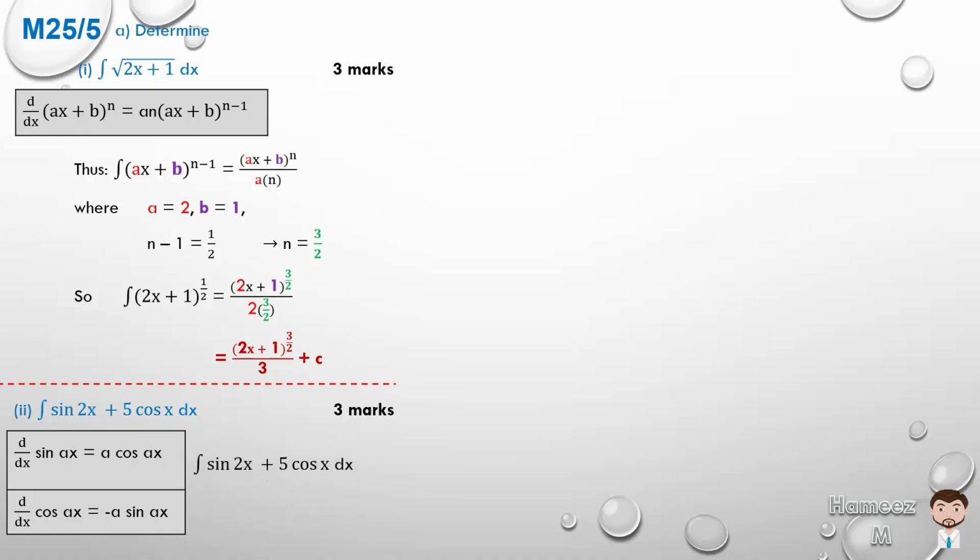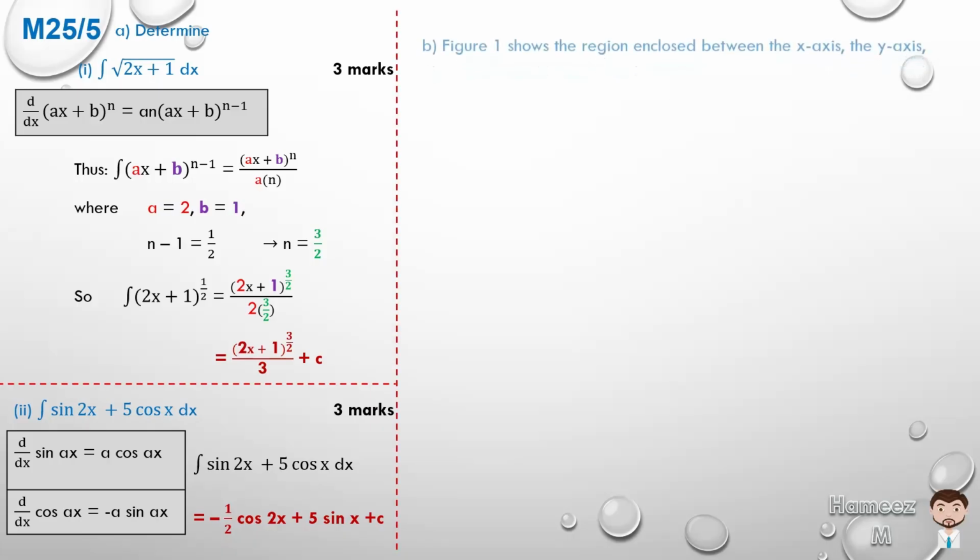When we integrate sine ax, the minus a will go across, we'll divide on the other side, and the value of a is 2. So that will give us minus a half cos 2x. And on the top line, when we integrate cos ax, it will give us 1 over a sine ax if we divide both sides by a. So integrating 5 cos x will give us 5 sine x plus c, the constant of integration. Part B now.